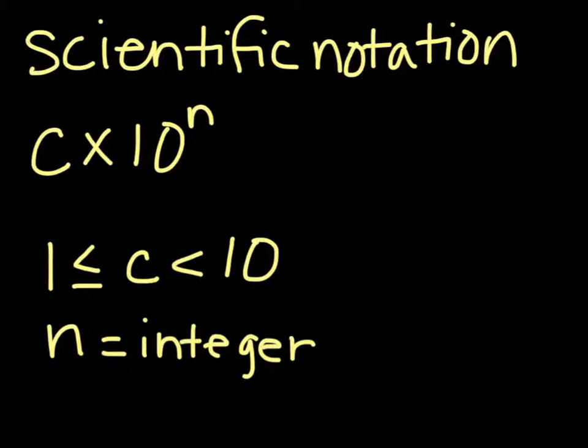Scientific notation is a very specific way to express large numbers. A number is written in scientific notation if it has the form c times 10 to the nth power, where c is greater than or equal to 1 and is less than 10, and n is an integer. Let's work through some examples where we convert a number to scientific notation.